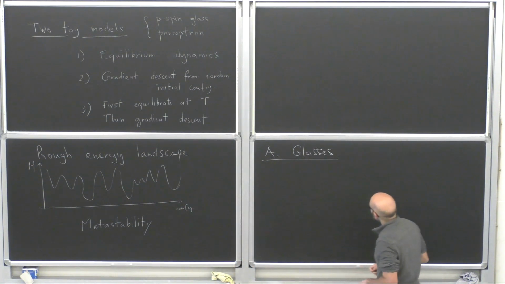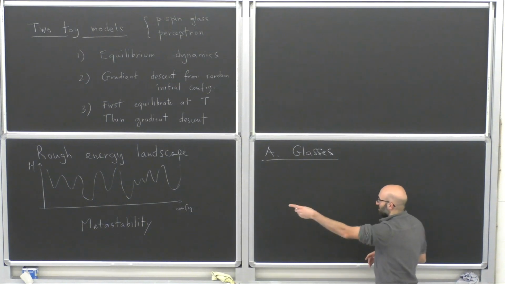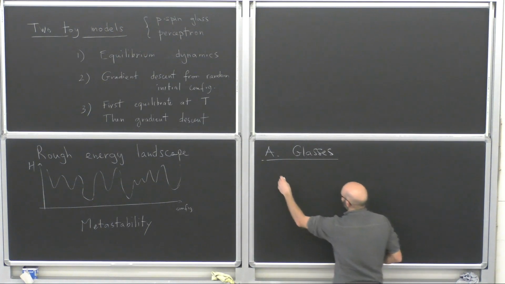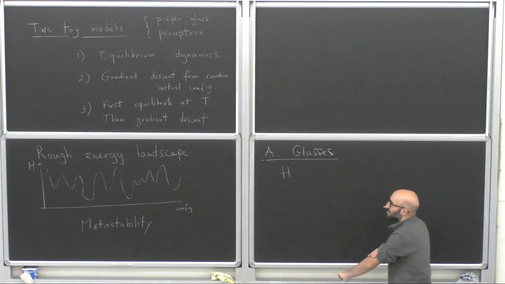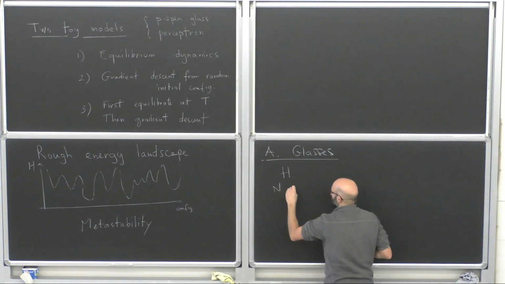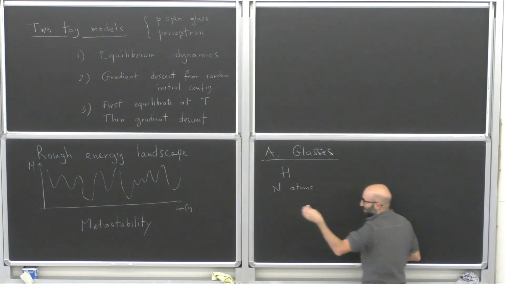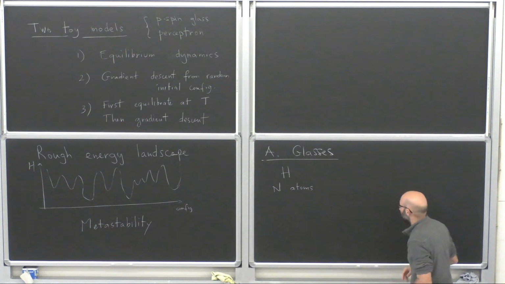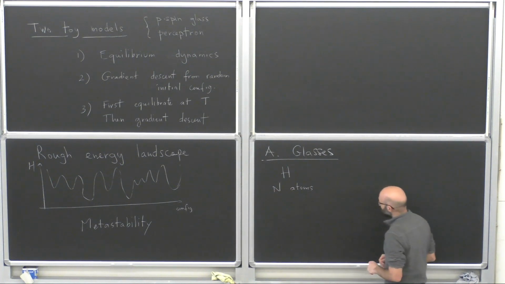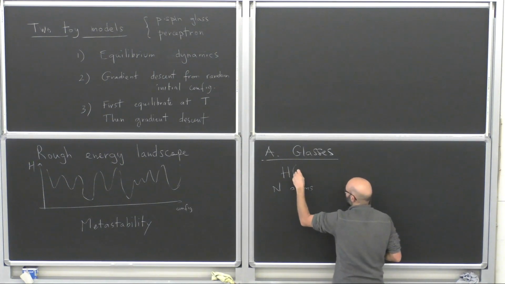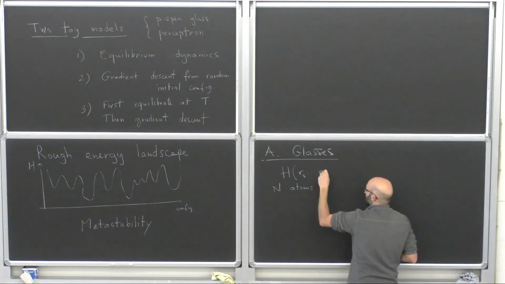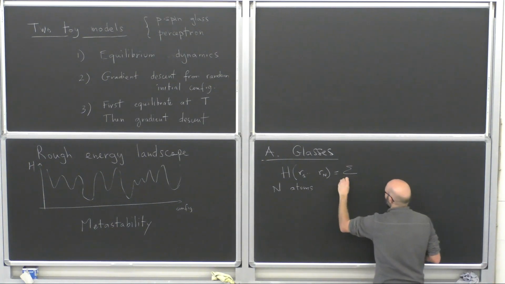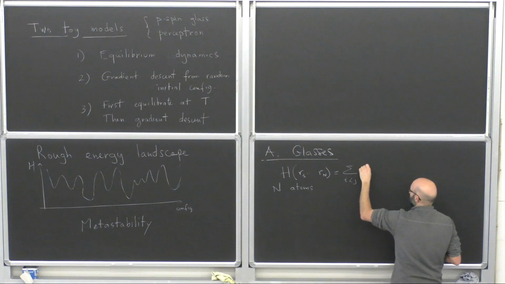So what are glasses? A glass like the one in that window is a system of atoms. Okay, so you have a Hamiltonian, you have N atoms. In that case, it's a mixture of silicon and oxygen, impurities and stuff like that. But anyway, you have N atoms, and your Hamiltonian, which is a function of the positions of the N atoms, in the simplest case you can consider as a sum of pair potentials.